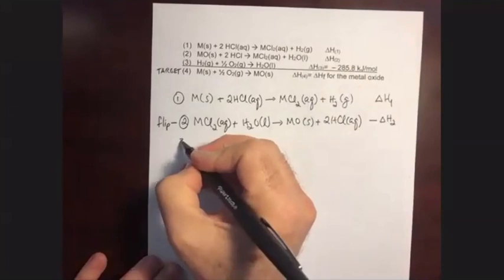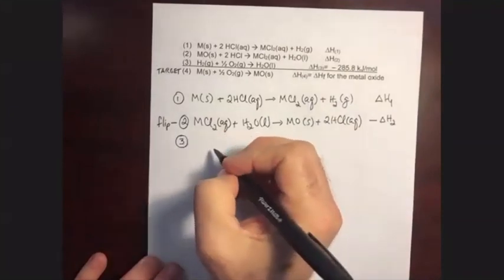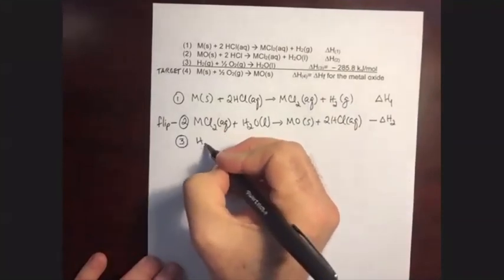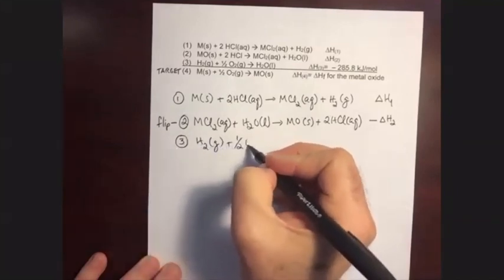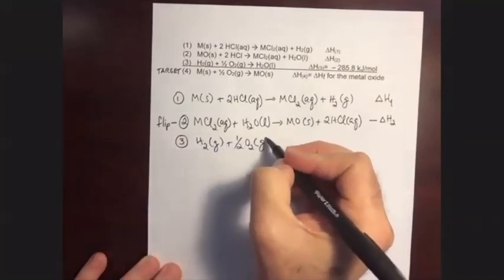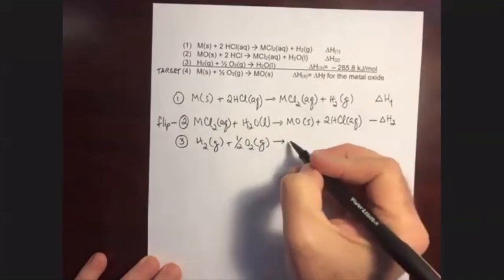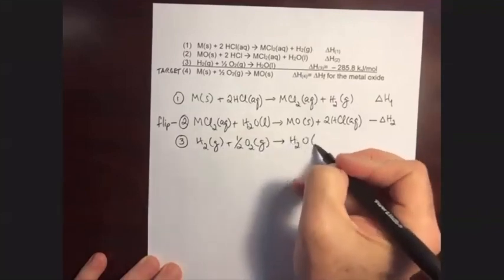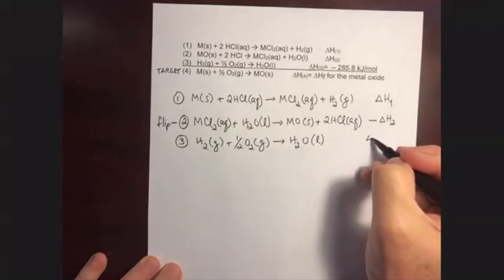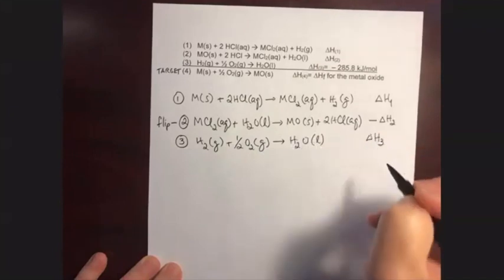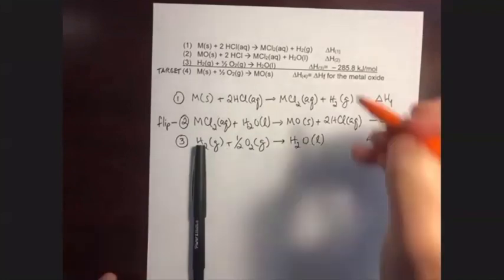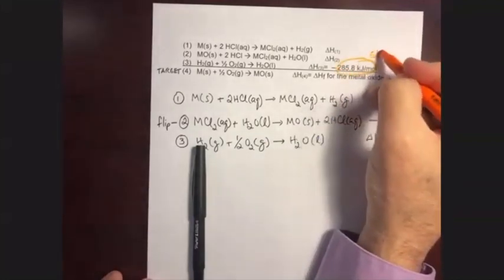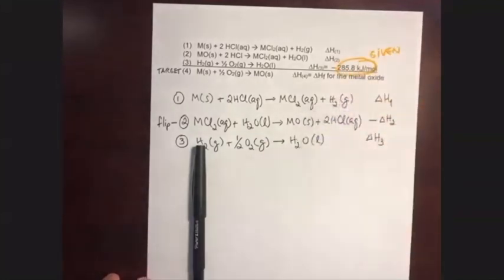The third equation is here just because it's a very well-known equation. This is the equation for the formation of water from its component elements, hydrogen and oxygen. And this will have a delta H3. And of course, as you see, it's already given, right? They gave us this value here already. So we'll incorporate it later when we do our calculations.